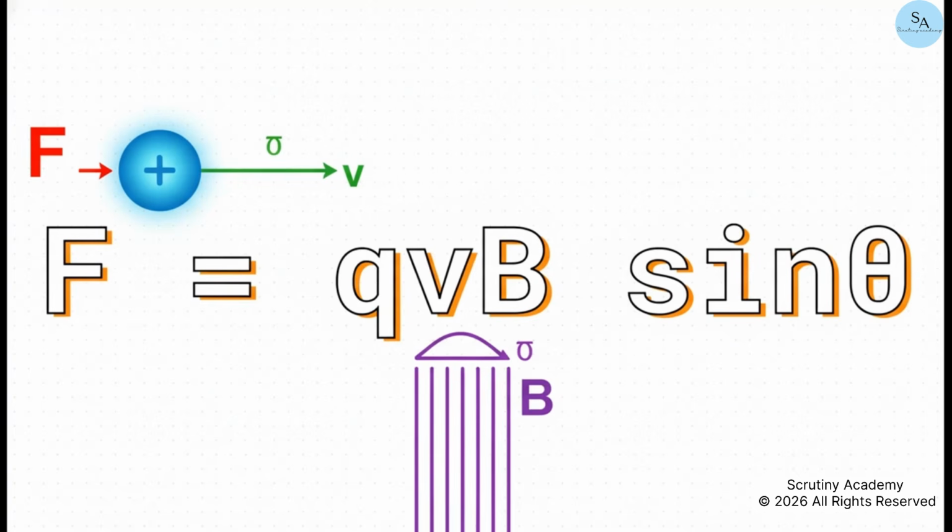Now for the math part. Here's the formula you'll need. The force, F, depends on the charge, Q, how fast it's going, V, and how strong the magnetic field, B, is. But here's the main takeaway.